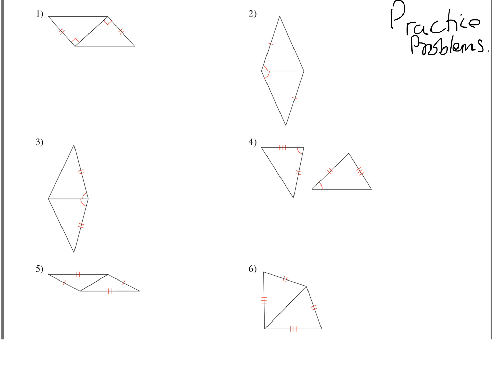Okay, welcome back to the video. I hope you paused it to practice. So, number 1, we have two sides that are congruent. Then we have angles that are congruent in the middle. Then we have the side. So this would be side, angle, side.